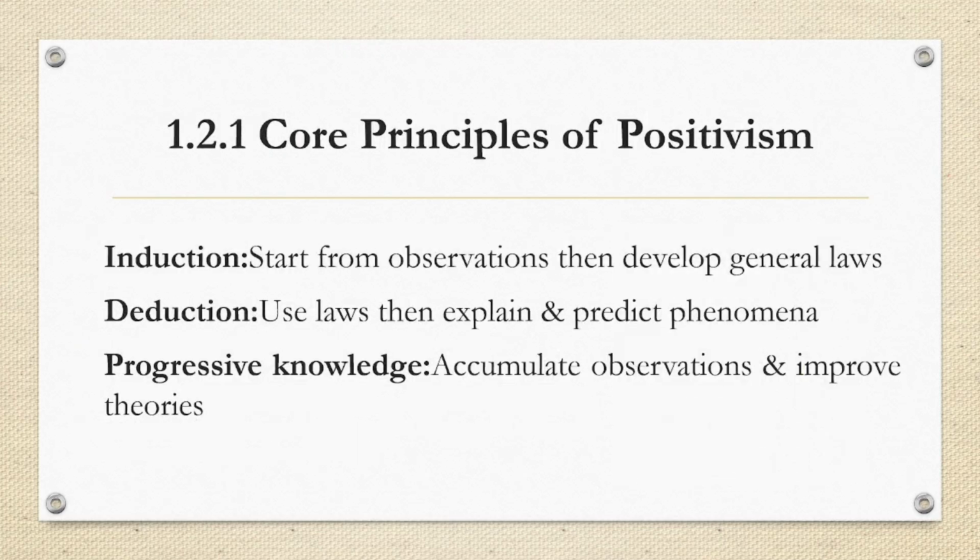Now, let's look at the core principles of positivism. Positivism is based on several important principles. The first is induction, which means starting from observation and then developing general laws and theory. The second one is deduction, where scientists use existing laws to explain and predict phenomena. The third principle is progressive knowledge, meaning that scientific knowledge develops gradually as observations accumulate and theories improve over time.